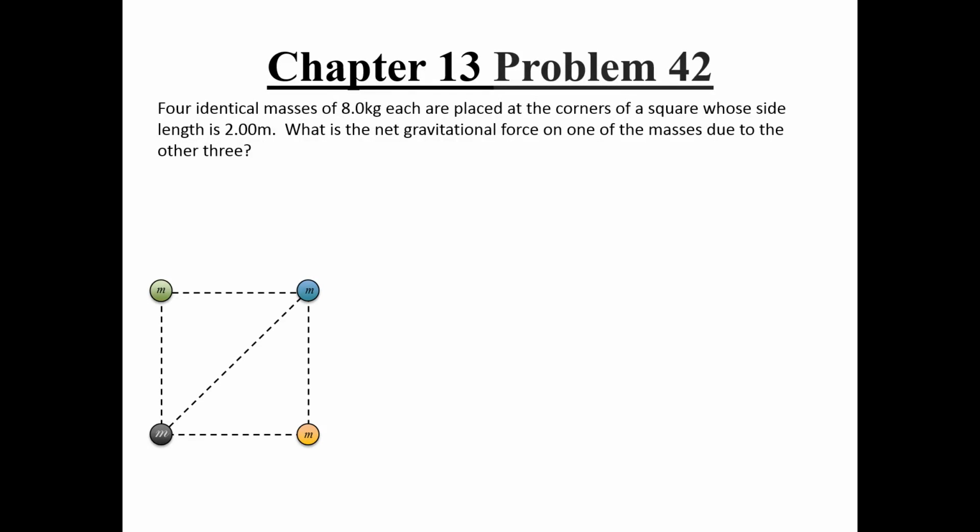This video will cover a solution guide to problem 42 from chapter 13. Four identical masses of 8 kilograms each are placed at the corners of a square whose side length is 2 meters. What is the net gravitational force on one of the masses due to the other three?